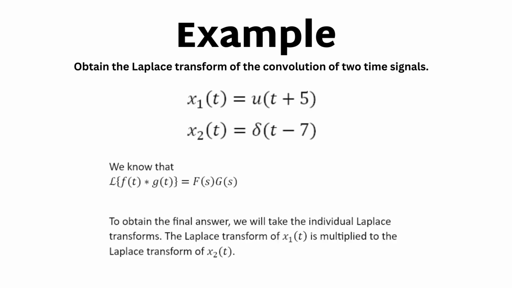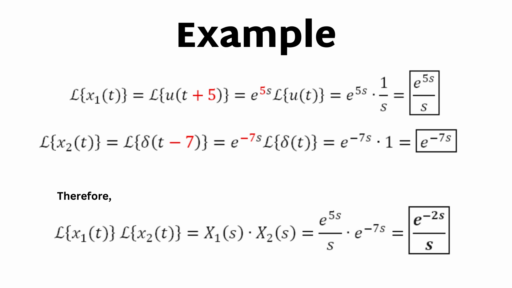To obtain the final answer, we will take the individual Laplace transforms. The Laplace transform of x sub 1 of t is multiplied to the Laplace transform of x sub 2 of t. Referring to the table from the previous chapters, we know that the Laplace transform of u of t plus 5 is e to the 5s over s, and the Laplace transform of Dirac of t minus 7 is equal to e to the negative 7s. Now, the final answer is the product of these two, which is e to the negative 2s over s. That is our final answer.